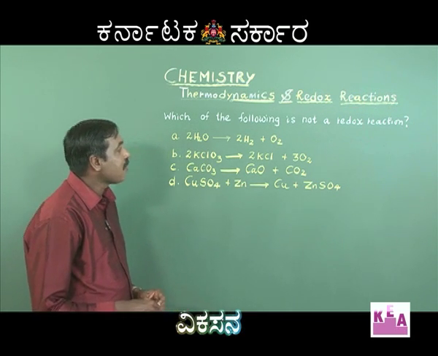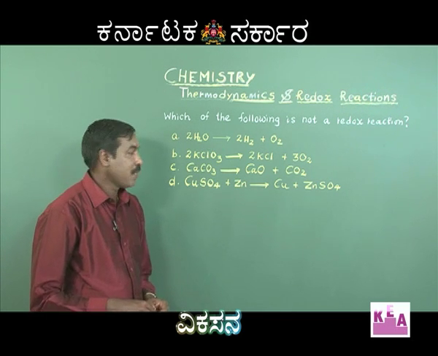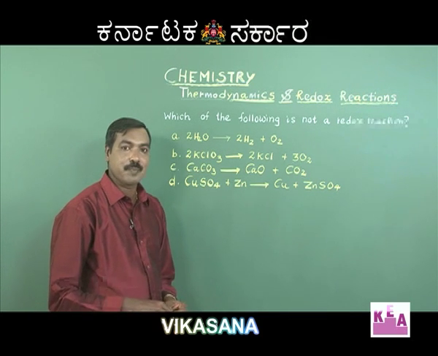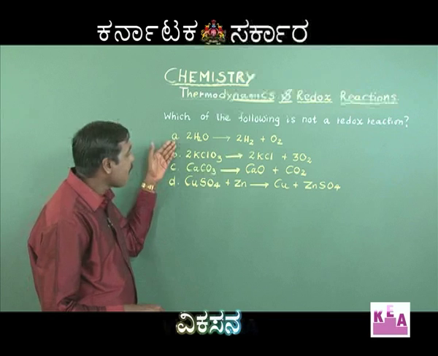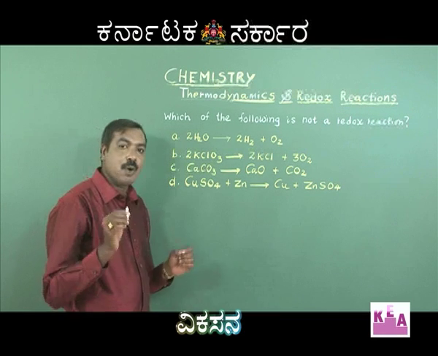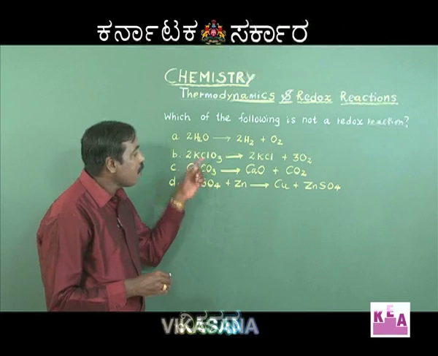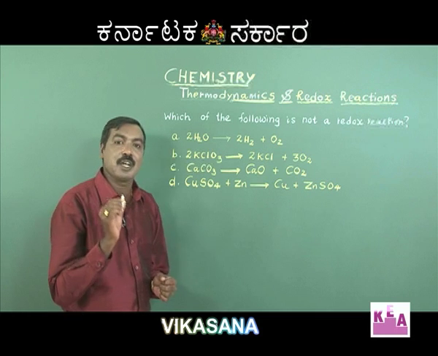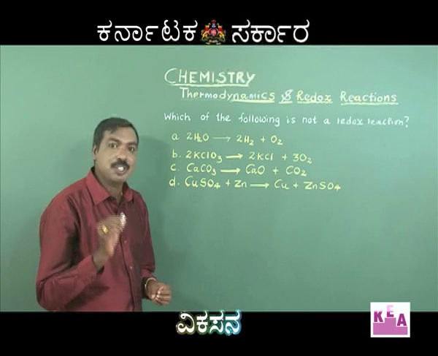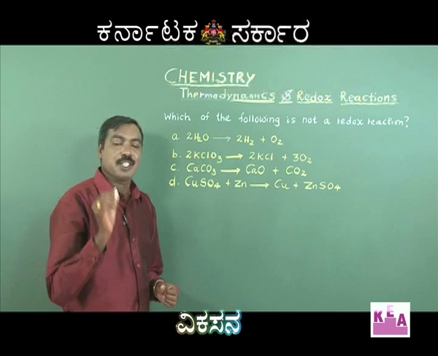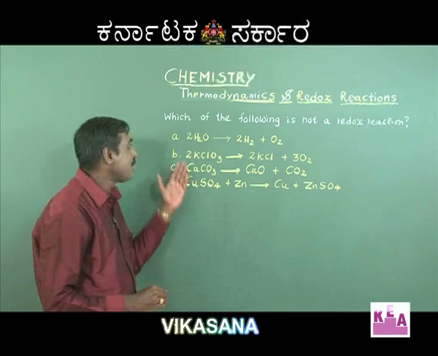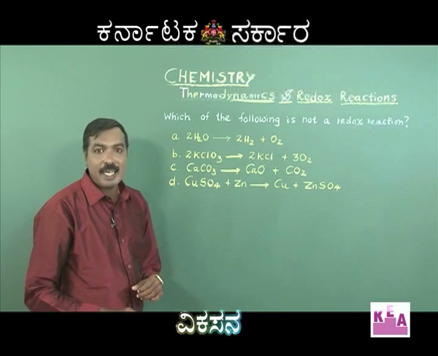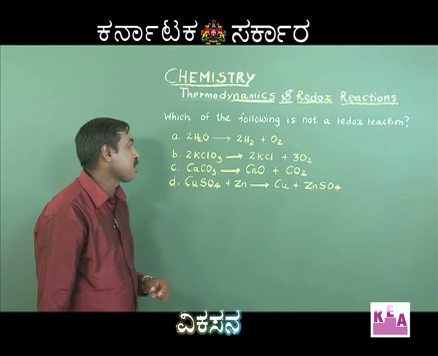But how do I identify whether it is a redox reaction or not? In option A, water gives H2 and O2. If we look into options A, B and C, in the products being formed, one of the products will be in elemental state. The necessary condition for a decomposition redox reaction is that one of the products should be in elemental state. Here H2O gives H2 plus O2, both hydrogen and oxygen in elemental state. It is a redox reaction.